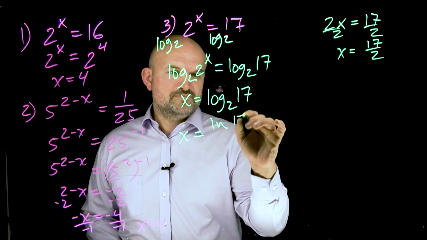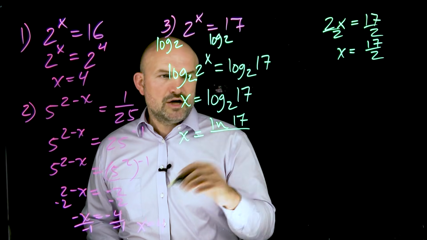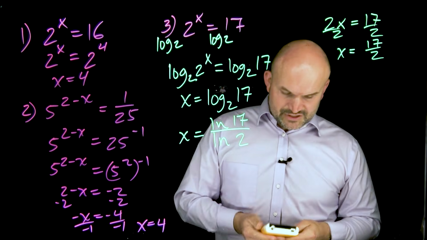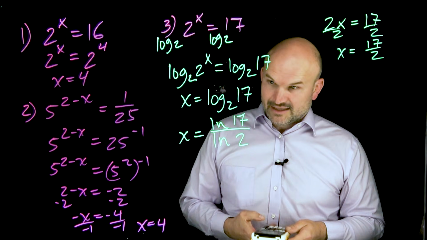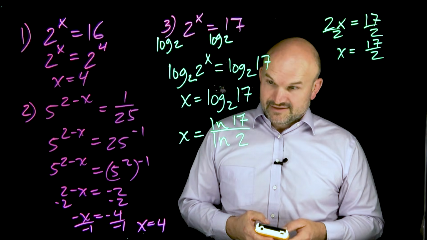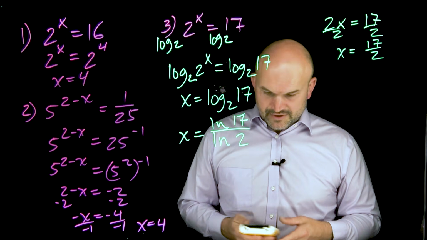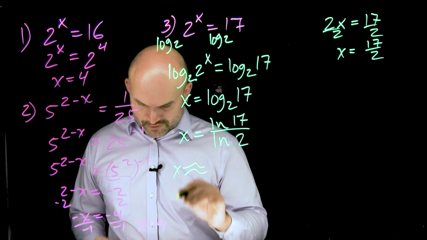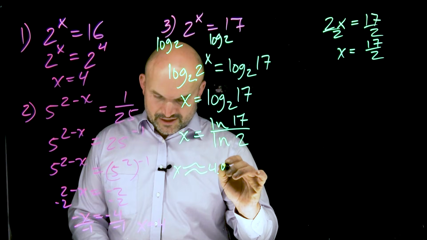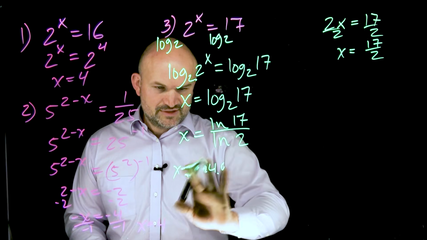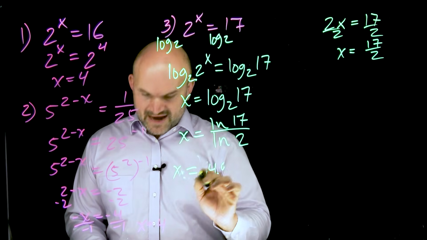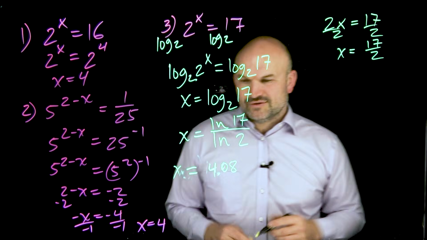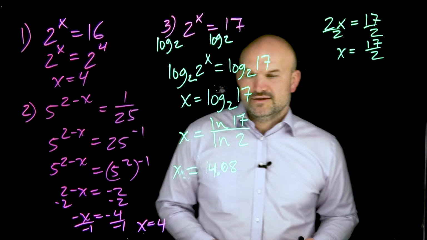I usually like to choose base e, so therefore I'm going to take the natural log of 17 over the natural log of 2. So all you simply do is take your calculator, and take ln of 17 and divide that by the ln of 2. And when getting that, I am now going to get approximately, I'll just truncate it, so x equals 4.08. You could round it to 4.09 if you want to.